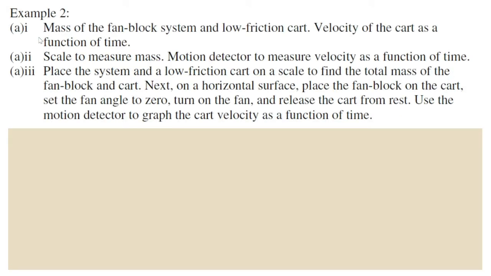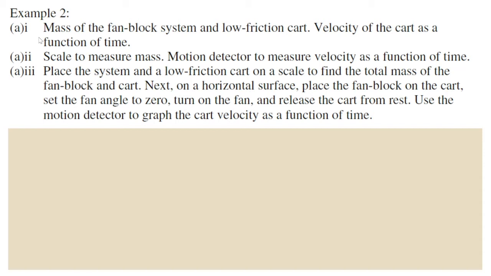They said their example is to measure the mass of the fan block system and a low friction cart, and the velocity of the cart as a function of time. They're going to use a scale or triple beam balance to measure the mass, and a motion detector to measure the velocity as a function of time. And they just take the fan block system and put it on top of one of those carts I was showing you in that video. That's a low friction cart. They figure out the total mass by putting it on a triple beam balance.